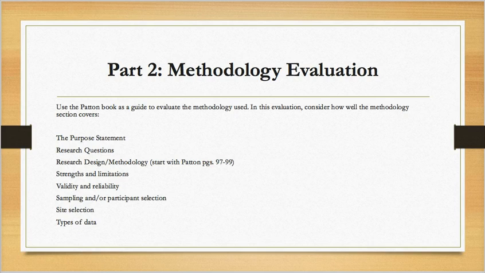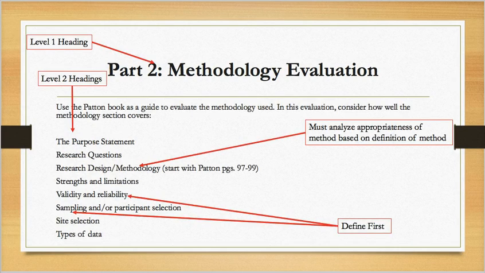Okay? So the different components that we want you to look at are the purpose statement, research question, research design, methodology, and again, refer back to page 97 through 99 of your Patton book, strengths and limitations, validity and reliability, sampling procedures, participant selection, site selection, and types of data. I'm going to break this all down for you and provide some suggestions on how you can organize this better, and also provide some approaches to working with some of these parts. So here we go.